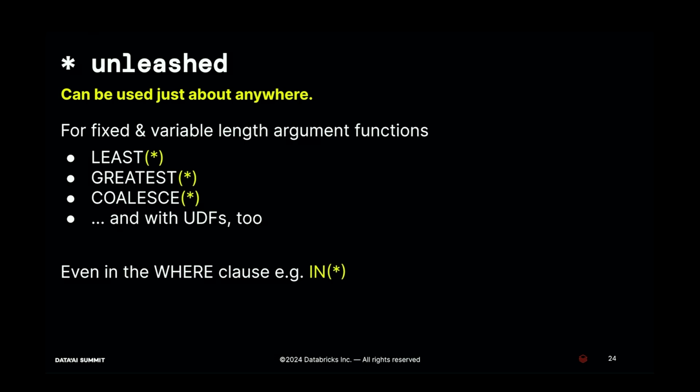You can use star pretty much anywhere where you have an argument list. This is really interesting for these n-ary functions, where you have a variable number of arguments, right? So for example, least, greatest, coalesce. Find me the first column that is not null in the row. That can be handy. And you can also use it with UDFs, for example, right? They're not n-ary. You can even, and that's new, and for that I take credit, I think it's since 15.1 or 15.2, put it into the where clause. So you can find a value anywhere in a column of a table.